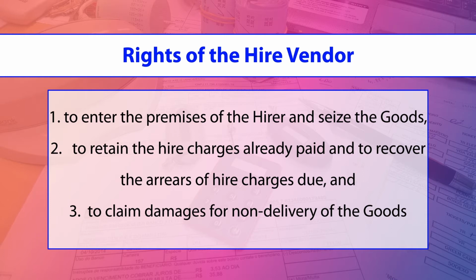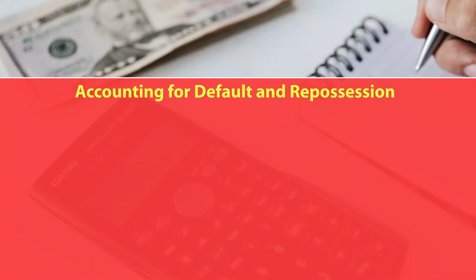So, in case the hire purchaser does not fulfill his promise, the hire vendor now has every right to claim damages for the product if it is not delivered to him. Now, the accounting treatment for default and repossession. When the hire purchaser does not fulfill his commitment, how are the accounting transactions recorded in the books of the hire vendor? We will study these things in the coming lectures.